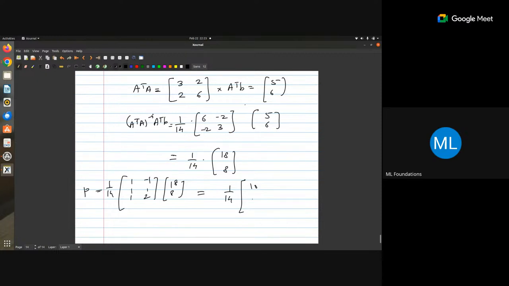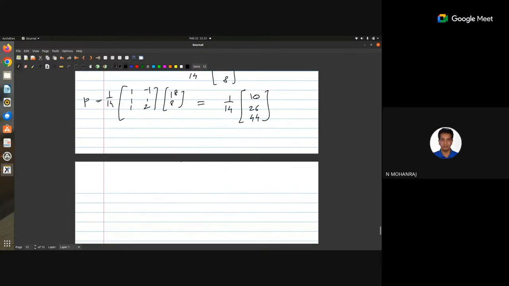18 minus 8 is 10. 18 plus 8 is 26. 18 plus 16 is 30... so 44, right? Correct? Okay. So this is my projection vector. So my projection vector is 1/14 times 10, 26, 44.